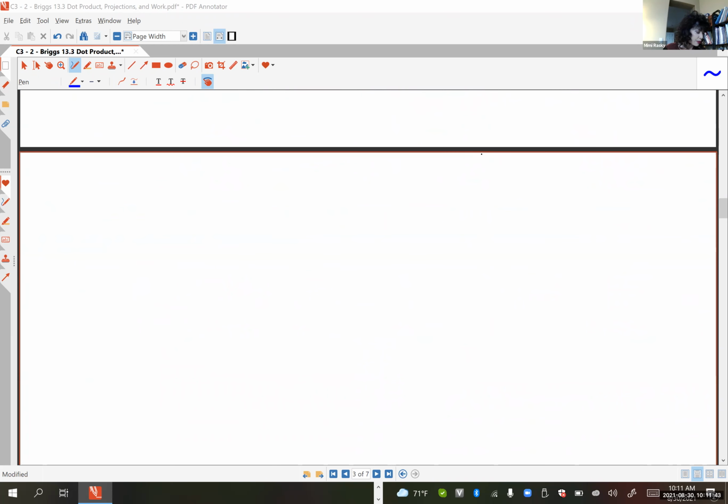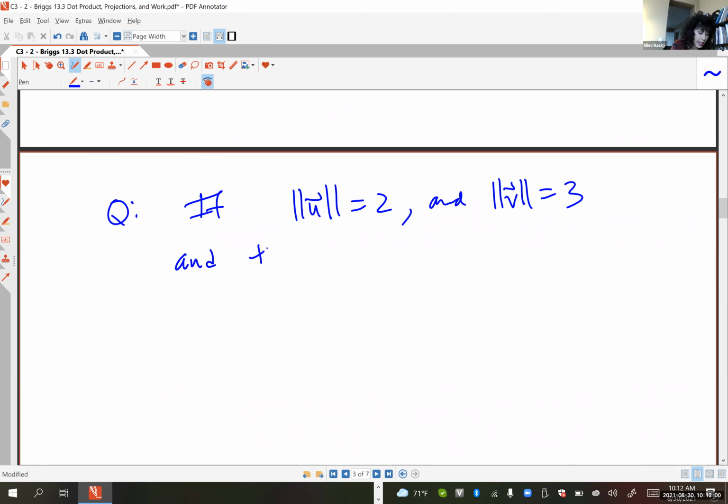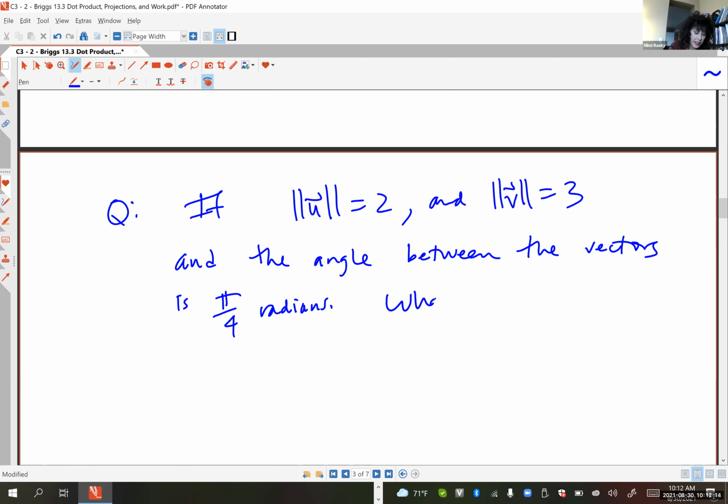So here's an example. This is the question, not in your course reader. Let's say somebody told you a vector u had a magnitude of 2. And let's say some other vector, we'll call it v, had a magnitude of 3. And the angle between the vectors was pi/4 radians. What is the dot product? u dot v equal to?